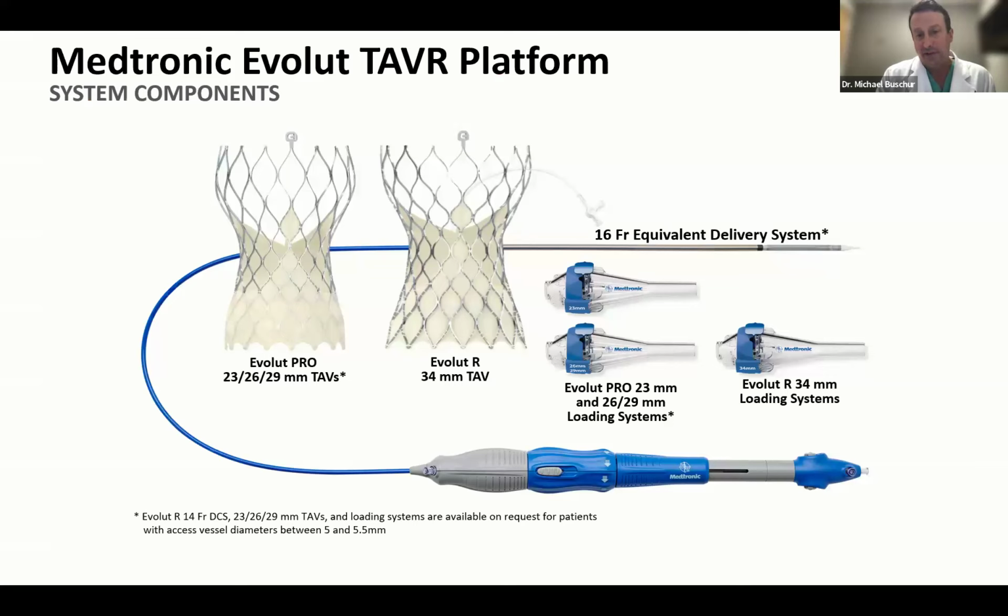A Medtronic valve. We also have several different sizes. The blue device at the bottom is actually the delivery catheter, and that's how we deliver the valve. The newest one we're using is Evolut. It's actually Evolut FX. And again, it comes in different sizes, so we can treat a wide variety of patients.